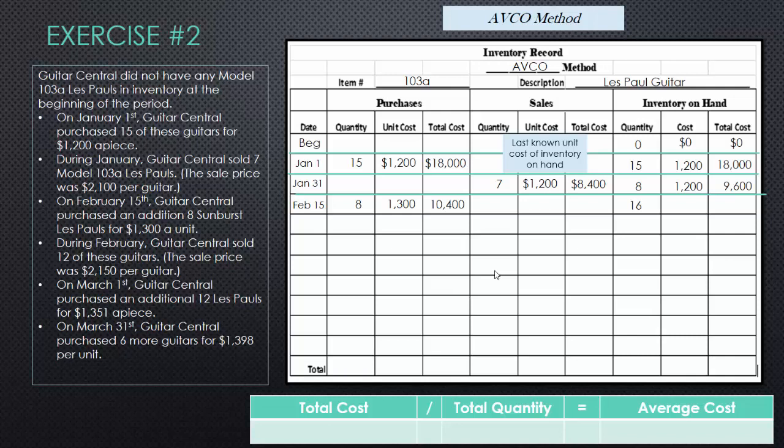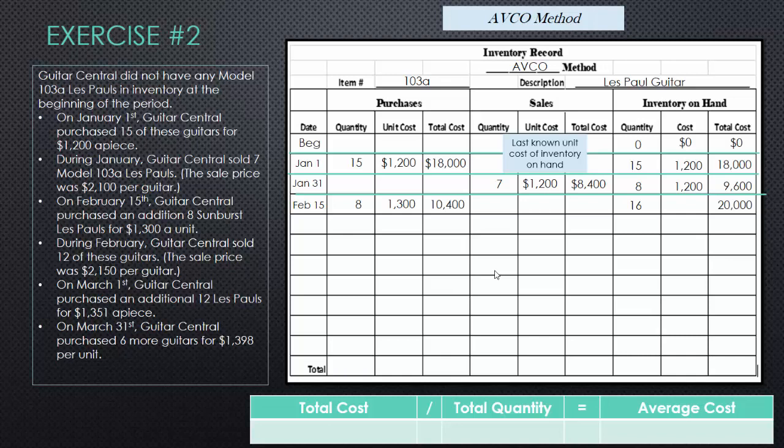We need to change our unit cost. Before we can get to the unit cost, we have to figure out what our change is to our total cost. Our inventory before this purchase was $9,600 in total cost. We just spent an additional $10,400 acquiring these 8 more Les Pauls, which means the 16 Les Pauls that we're going to have in inventory after this February 15th purchase would have had a total cost of $20,000.